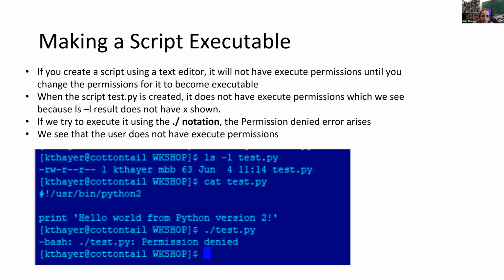And so then I try to execute it in the usual way using the ./ notation. Recall the dot means the current working directory. So this says in the current working directory, and then slash is for that directory, check for a script called test.py, and we get this error, permission denied. And this is the clue that you do not have your permissions set correctly. So what could we do about that?